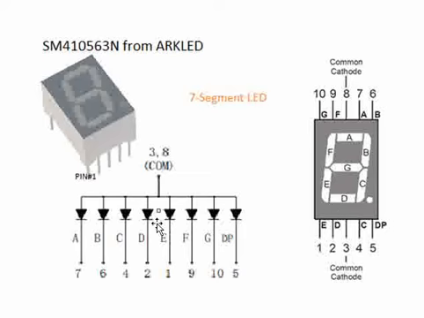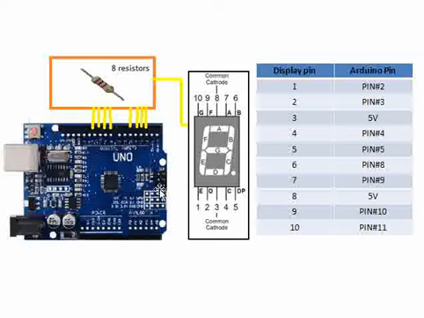And then these pins are connected through resistors to the Arduino Uno board. For example, if you take the first pin, it goes through a resistor. Right now we have used a 330 ohm resistor, and then it goes to a pin. This is how the pin mapping is done. The first pin of the display, which is the E segment, is connected to Arduino pin 2 through a resistor. That is what this table represents.